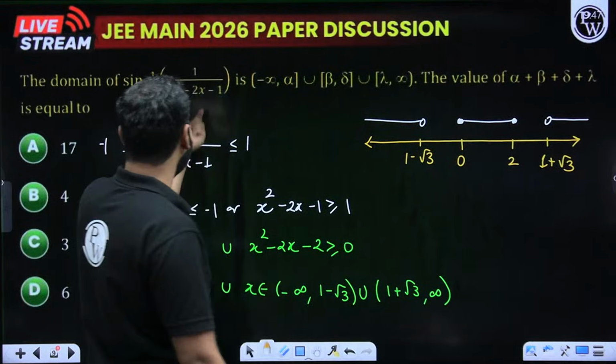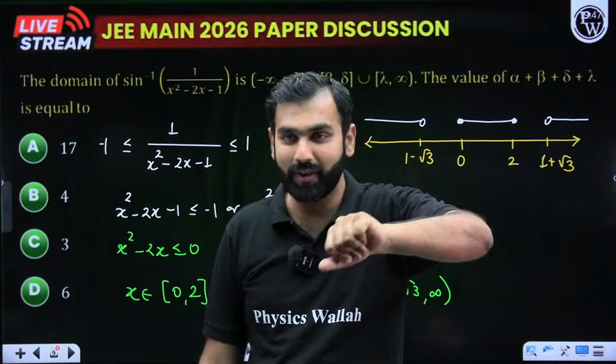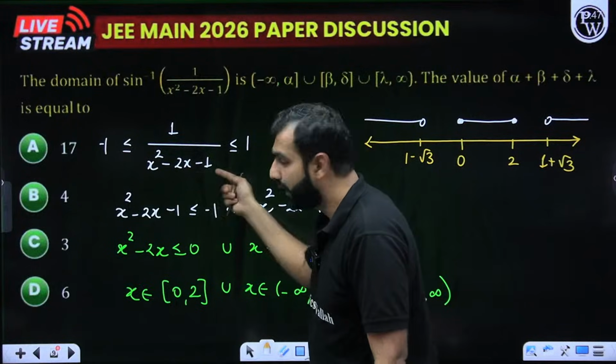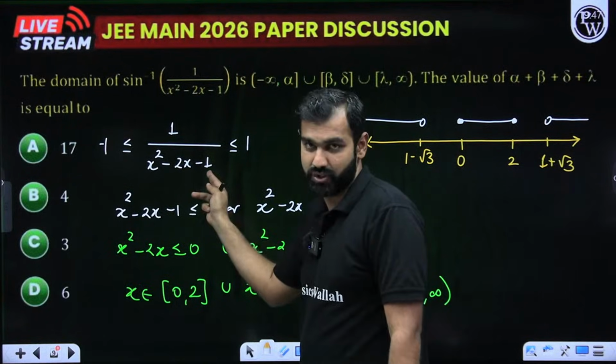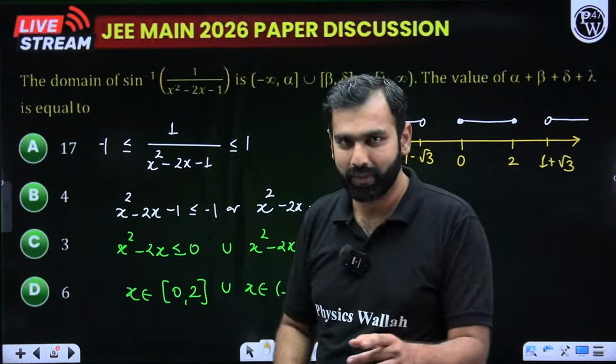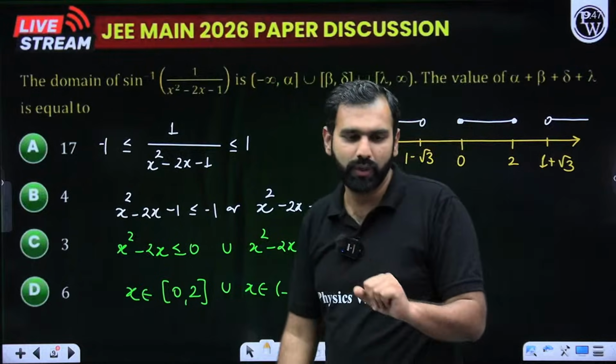A very simple idea: we know sine inverse is defined for all those values of x which lie between minus 1 and 1. So this expression, 1 upon an algebraic expression, should lie between minus 1 and 1. So this algebraic expression should be either less than minus 1 or greater than 1. Do you remember that? If I take the reciprocal of it, this is how you deal with this inequality.